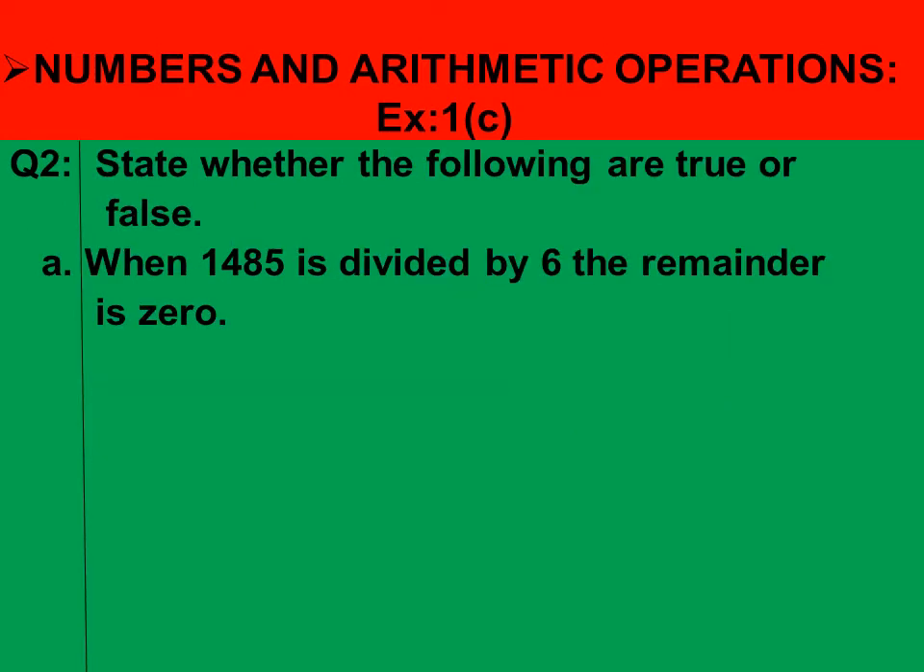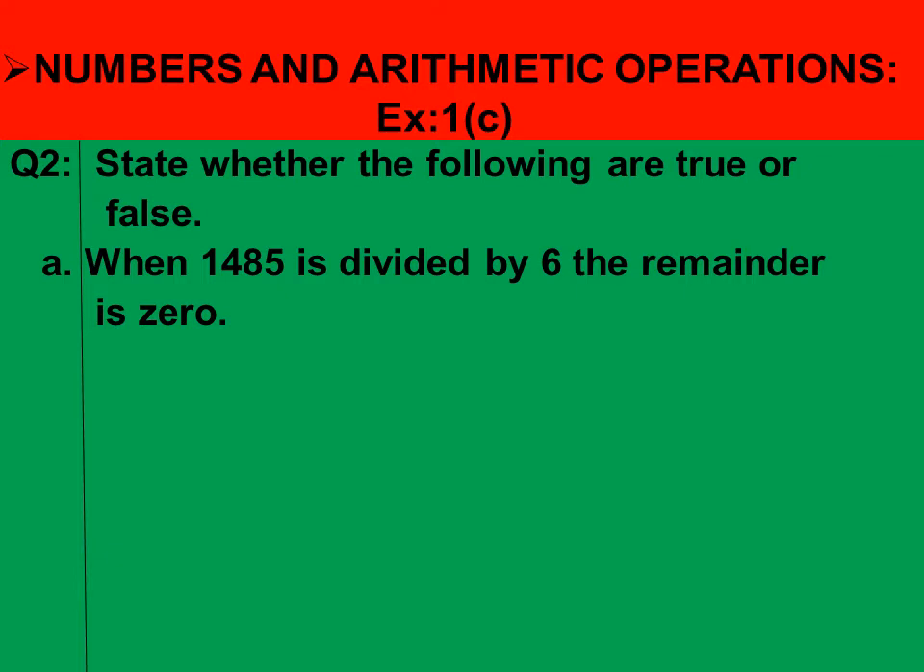Now dear students, question number 2 of exercise 1C. This question says state whether the following are true or false. This means that the statement is given and you will just write true or false after understanding, or sometimes we will solve. Okay, let's see part A. When 1485 is divided by 6, the remainder is 0.